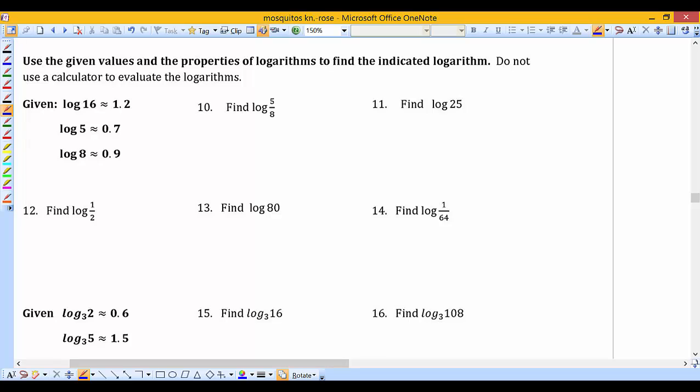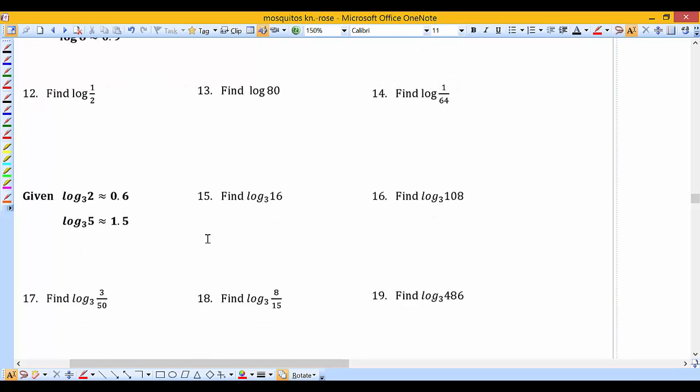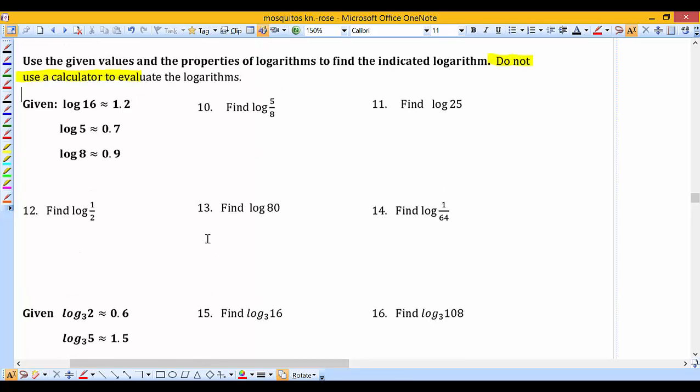Okay, the set. No calculator. I want to make that very, very clear. You are not to use a calculator here. I am just going to get you started with these. This is a lot like what we did in our task. So I really am hoping that you guys don't need a whole lot.